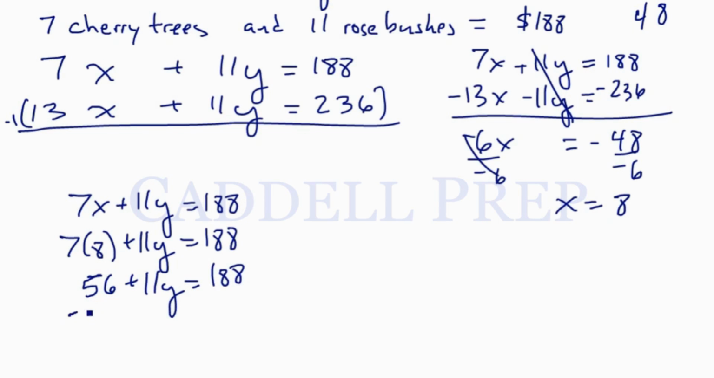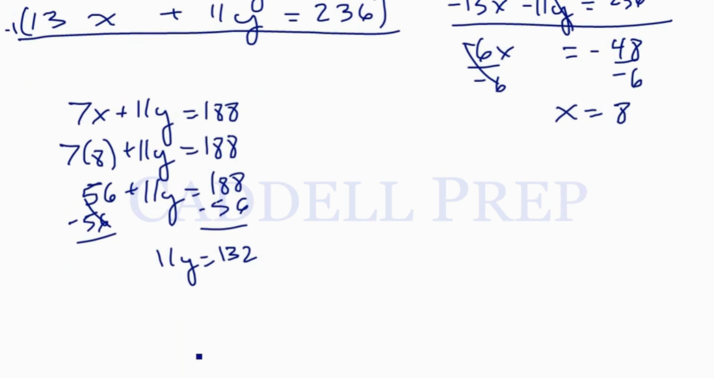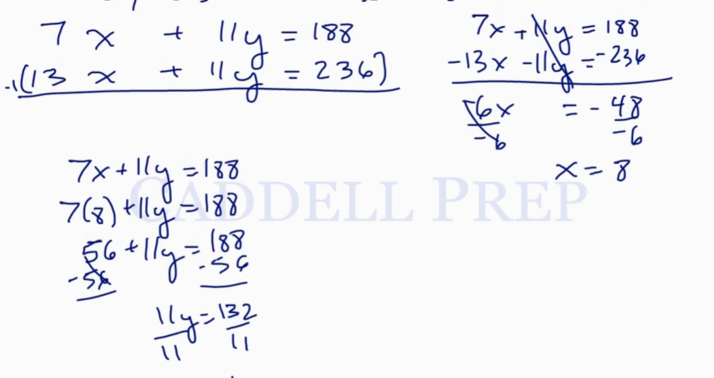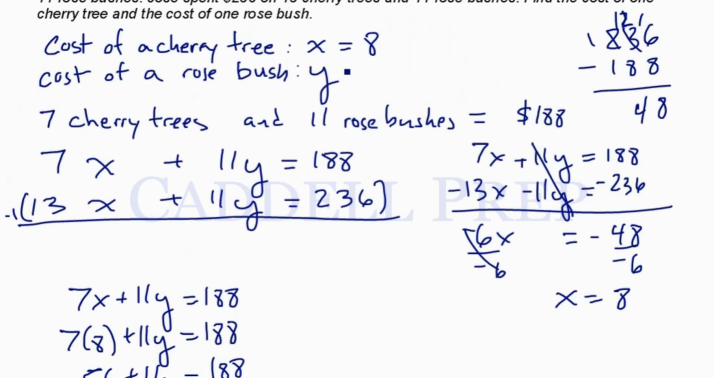Let's now solve for y. Minus 56 minus 56. 11y is, let's see, 132. So now to solve for y, divide by 11. Divide by 11. And we get that y equals 12. So since y equals 12, we also know that the cost of a rose bush is $12.